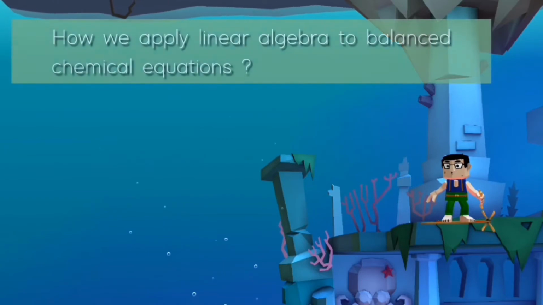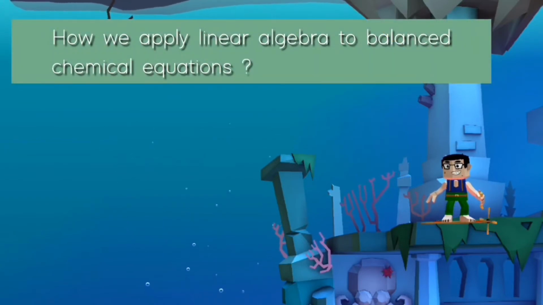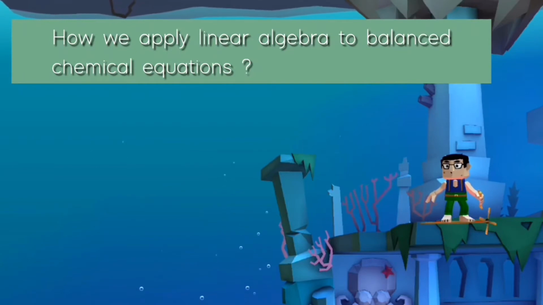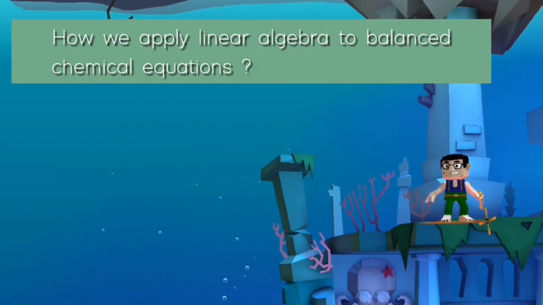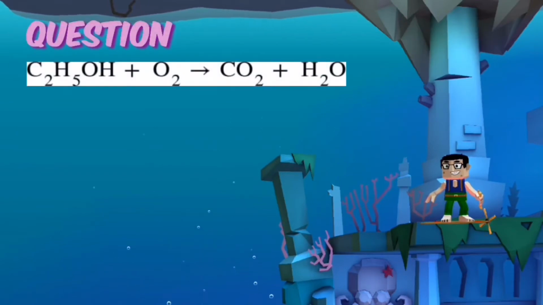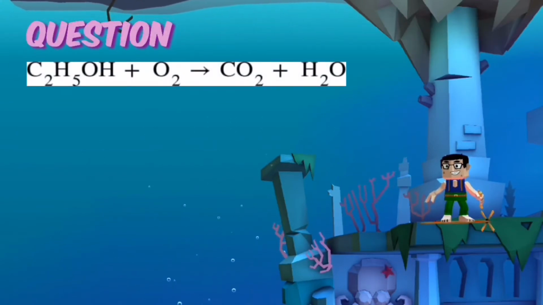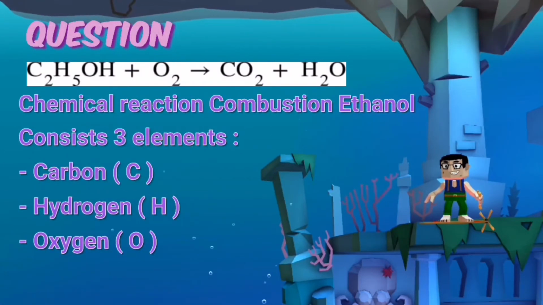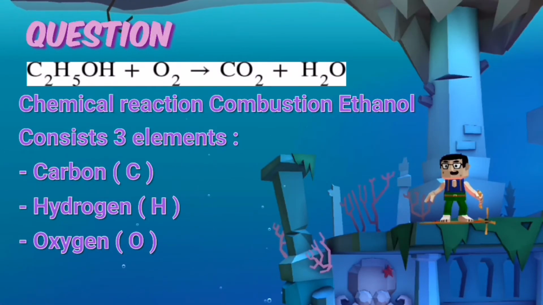reactions. So, how do we apply linear algebra to balance chemical equations? That is what we will prove using an appropriate method like the Gauss-Jordan elimination method. For the question, balance the chemical reaction of the combustion of ethanol. This chemical reaction consists of three elements: carbon, hydrogen, and oxygen.